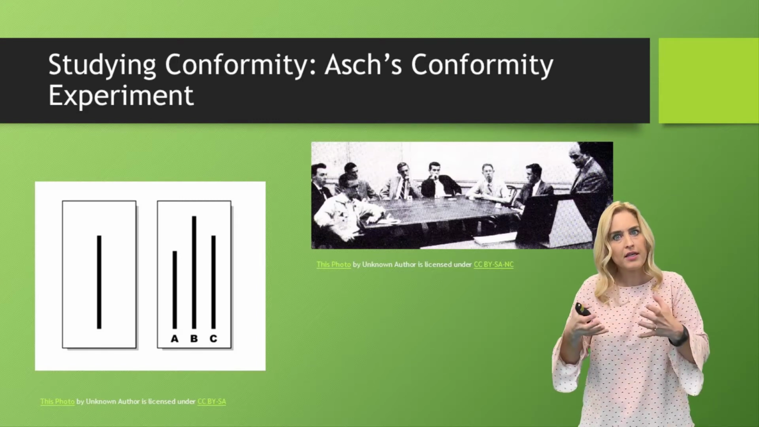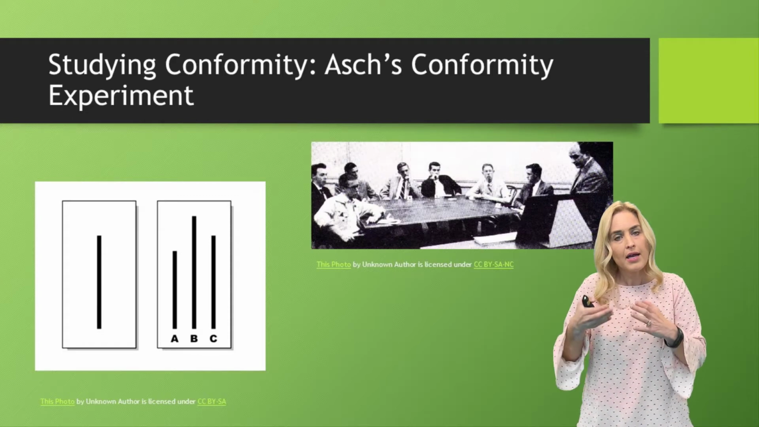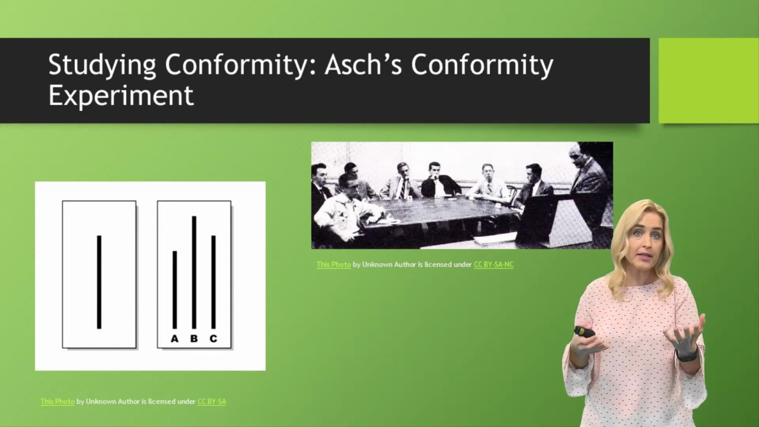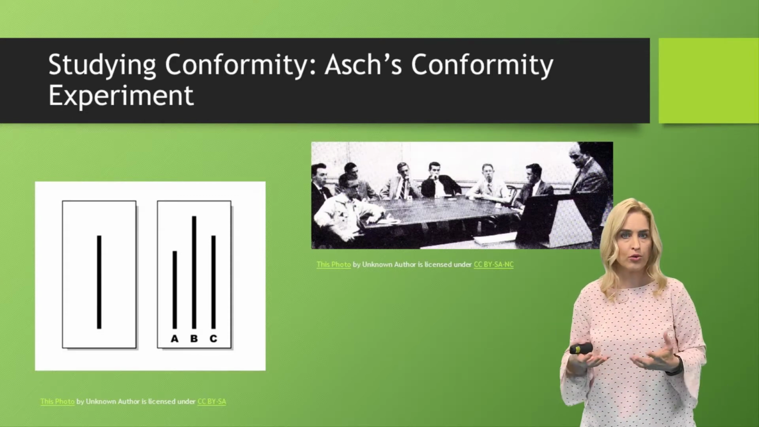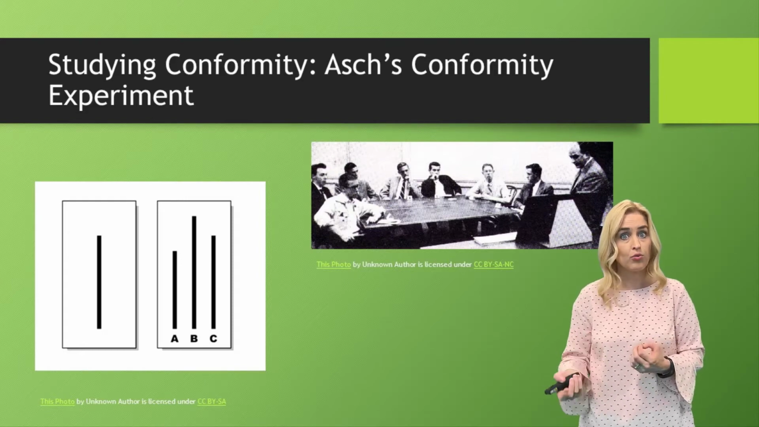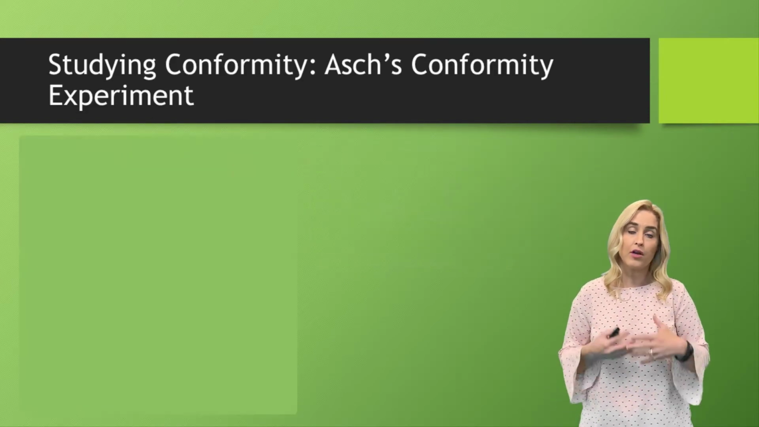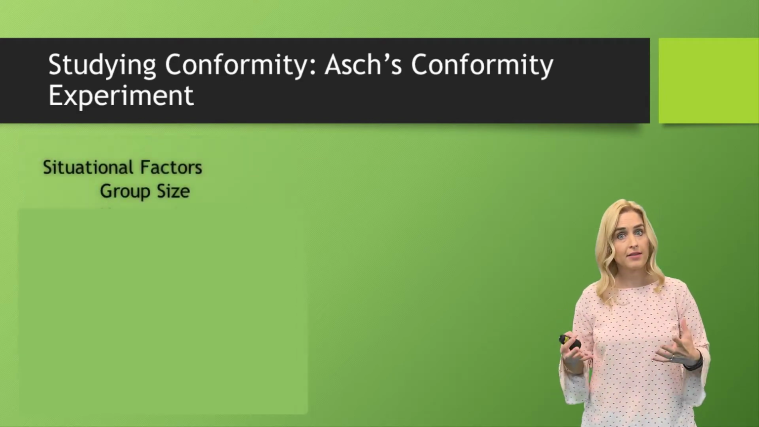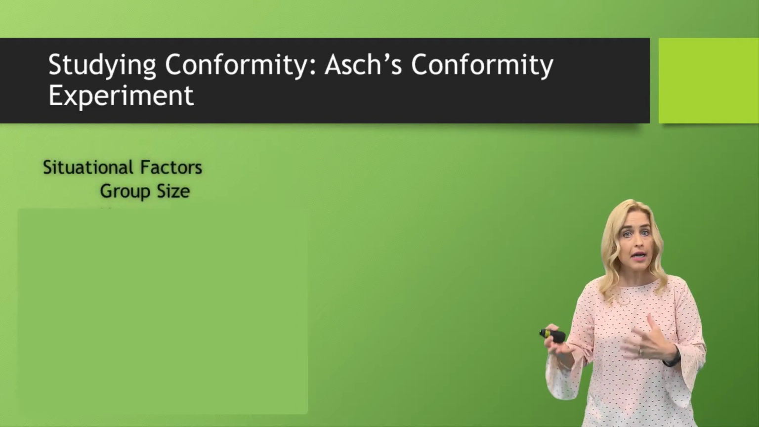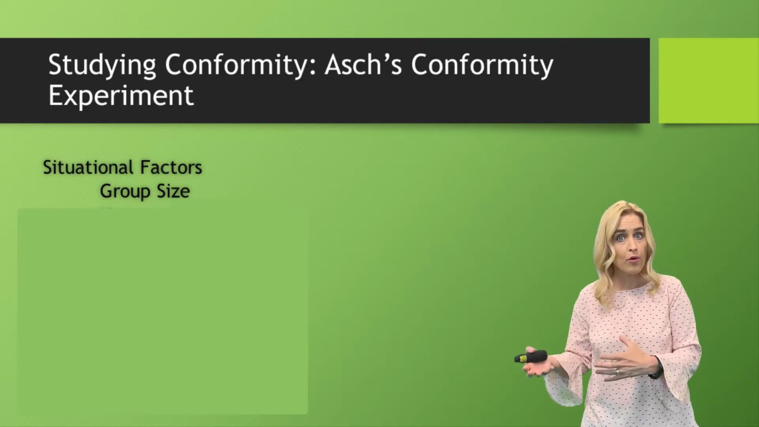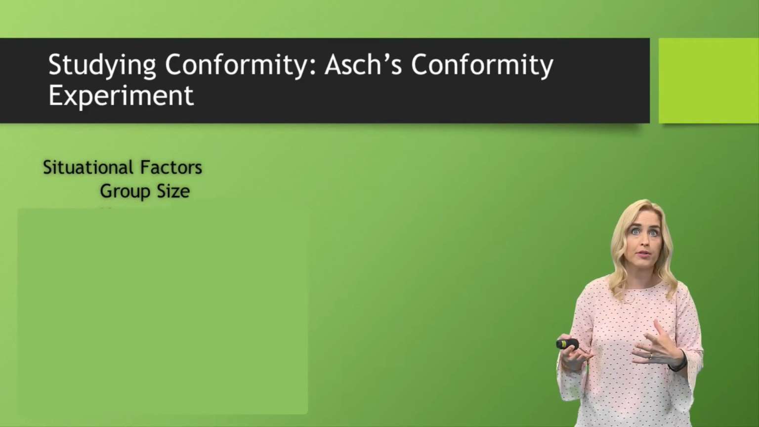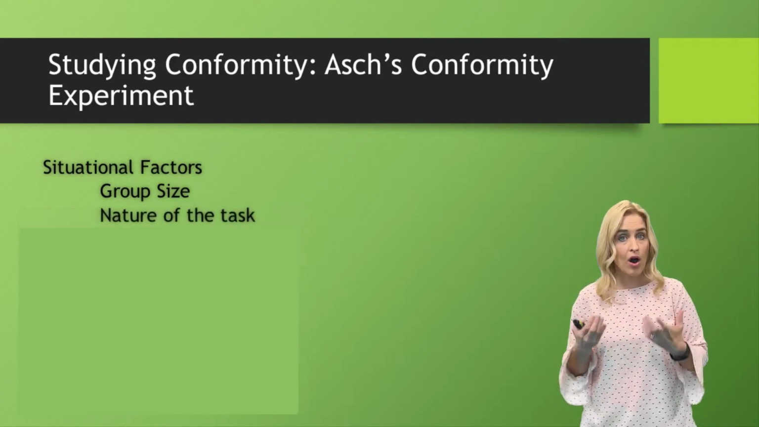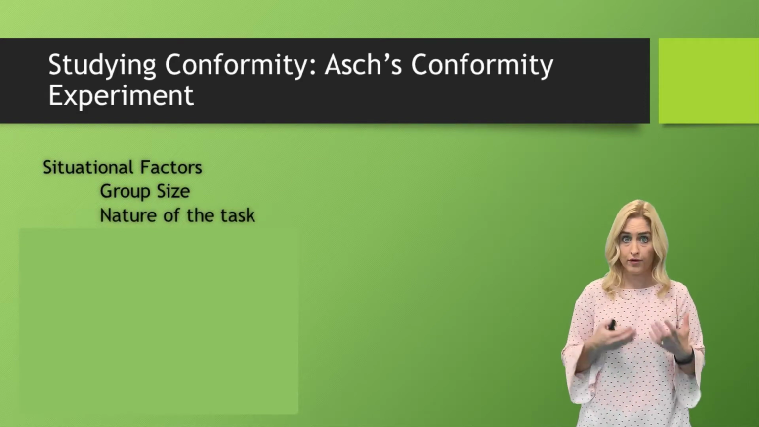What were the things that influence conformity? And why would these people, on a pretty simple task, conform to a group when they knew their answer was wrong? He found some of the influences on our answers include group size. The larger the group, the more likely participants were to conform with the other group members. The nature of the task also impacts our conformity.